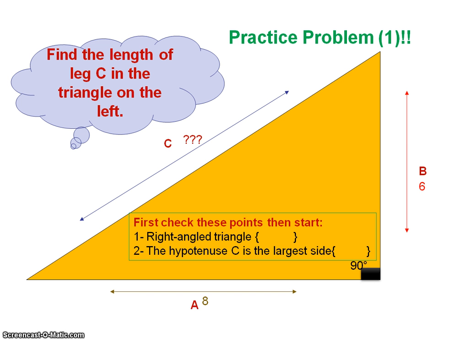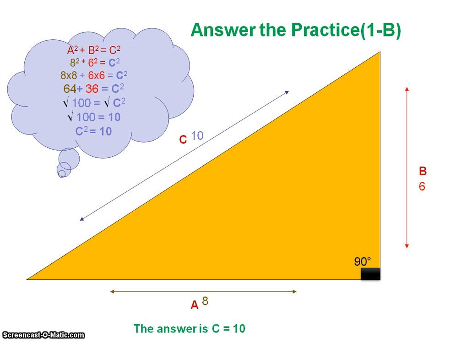Now, let's do another practice. Can you find the length of leg C in the triangle on the left? But first, check these points, then start. Pause the video. Are you done? Let's check your answer. You're right, it's a right triangle. And now, let's see your answer. If your answer is C equals 10, that means you're right. But if it's not, you have to redo it again.